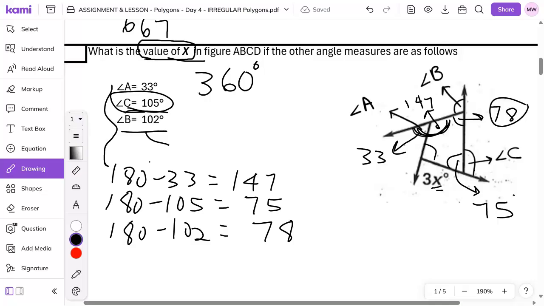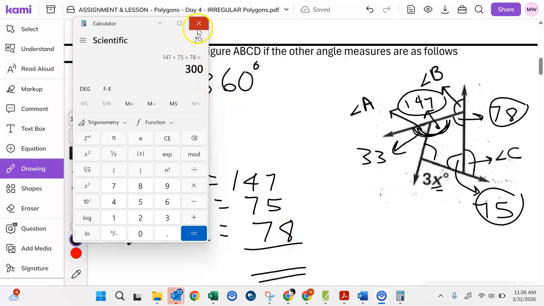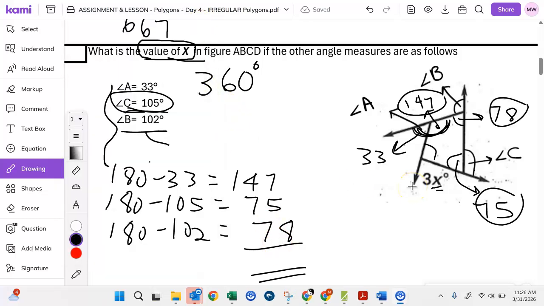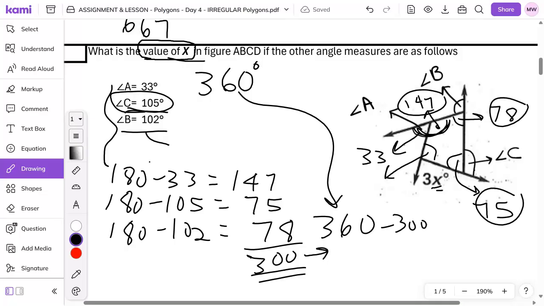So now we have the angles that are inside the triangle are these right here. So if I add these 3 together, what do I get? Okay, so if I add all these 3 together, I get 300. Okay, so that goes right there. So that's 300, but that's these 3. So I need to find out what is this one right here. So I would go 360 that I get from over here minus a 300 from over here equals 60 degrees.